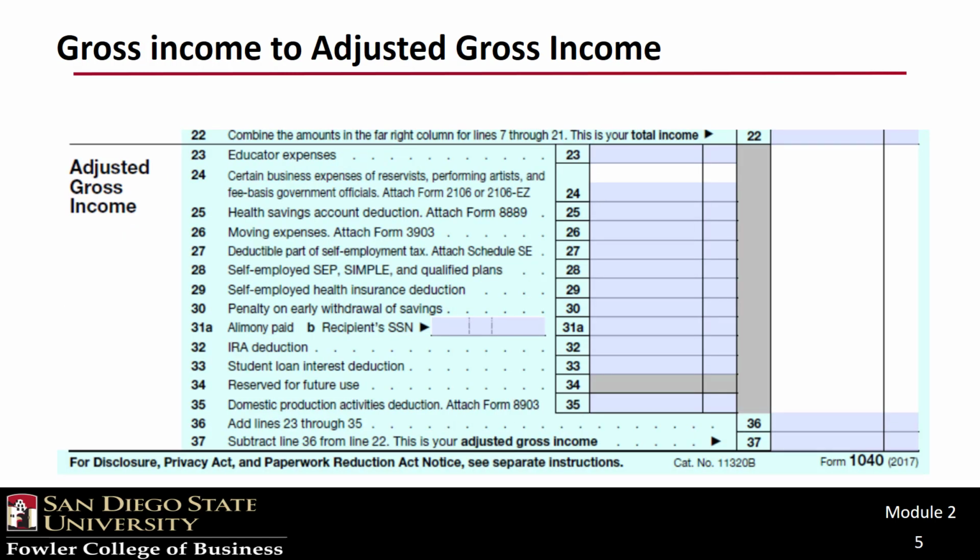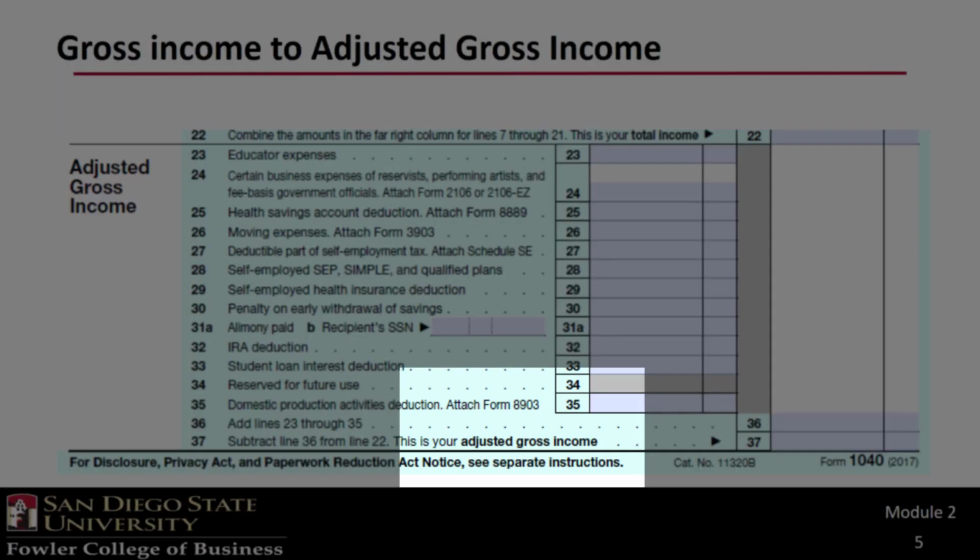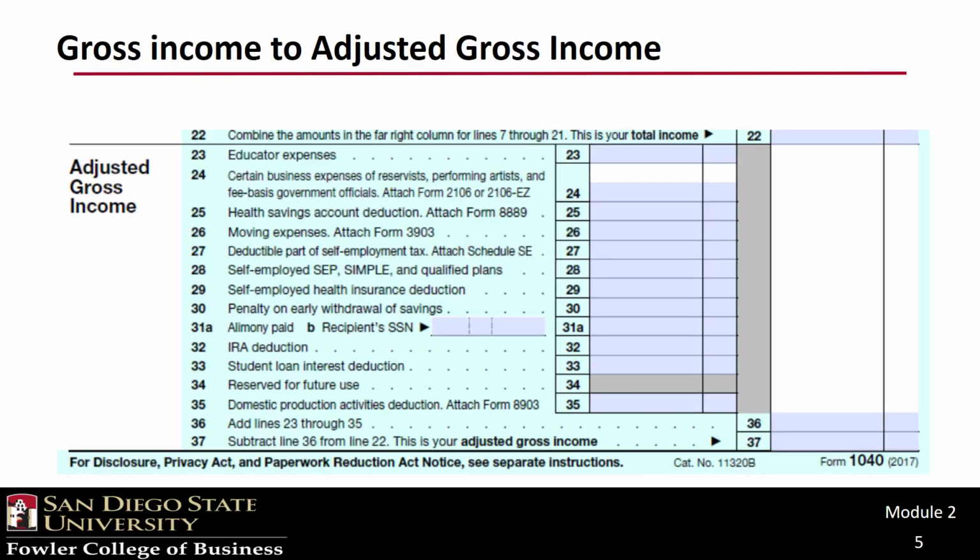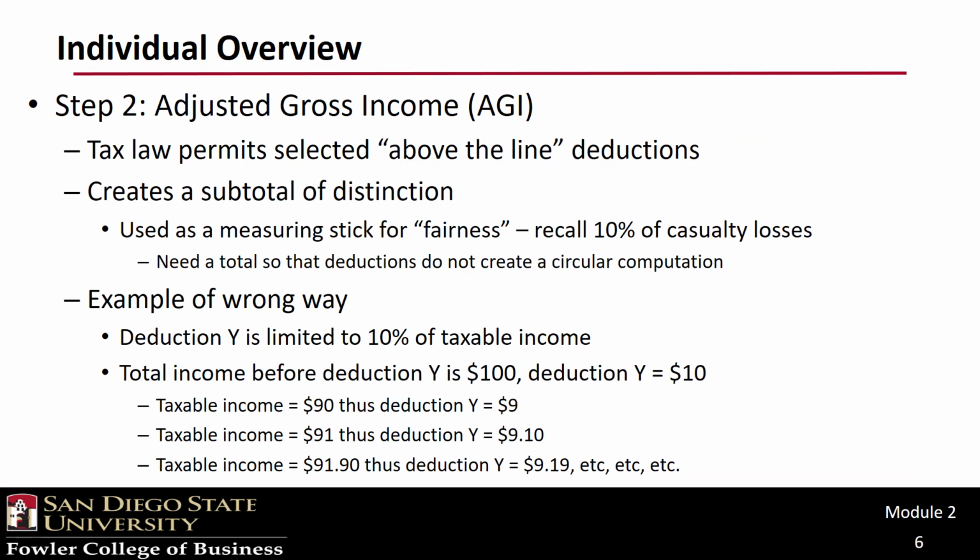So the next section of the Form 1040, continuing down the page, provides for a certain number of deductions in arriving at what is known as adjusted gross income. So this is step 2. Adjusted gross income, or AGI, is a little bit of a magical tax subtotal in that a number of other key provisions use AGI as a yardstick to determine whether a taxpayer can or cannot take a deduction.